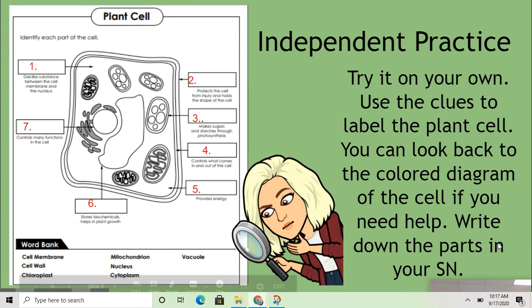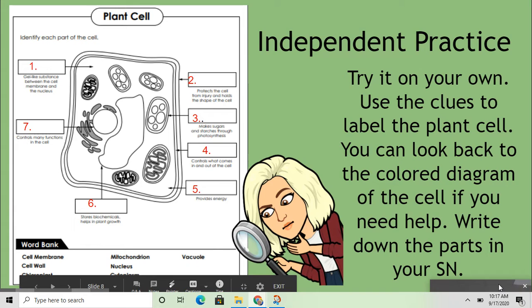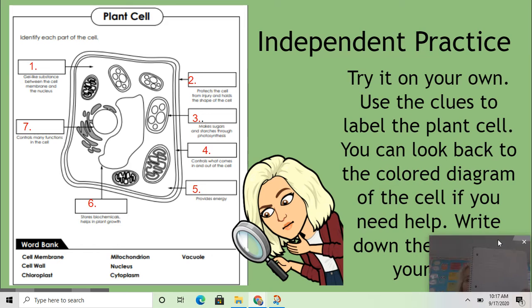Okay, so let me move myself down a second so that I can talk to you about how to do this. What I'm going to ask you to do is label your notebook. I just want to make sure that you guys can see it. Label your notebook with the word plant cell and then number it 1 through 7. We're going to try this on our own. We're going to use the clues to label the plant cell. You can look back to the color diagram of the cell if you need help. Write down the parts in your SN. SN just means science notebook. So we're going to label it plant cell and number 1 through 7.